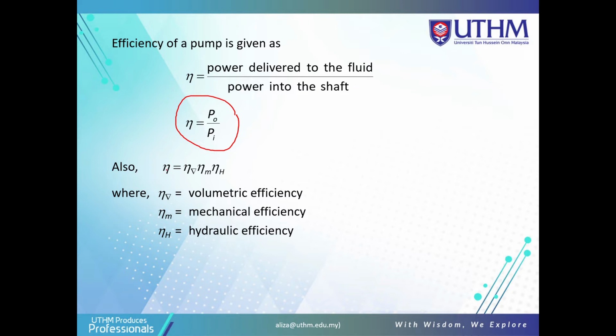Also, η is equal to η total, η_v is the volumetric efficiency, η_m is mechanical efficiency and η_h is hydraulic efficiency. Actually we usually use this formula, P_o divided by P_i, power out divided by power in, meaning the power that comes out over the power that goes in. So that is how we get the efficiency of the pump.